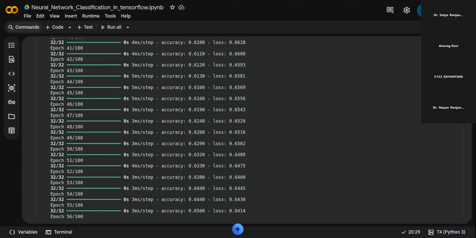Another question is, how do we decide the value of n? N is the number of neurons in which layer are you asking? In the hidden layer or in the output layer?